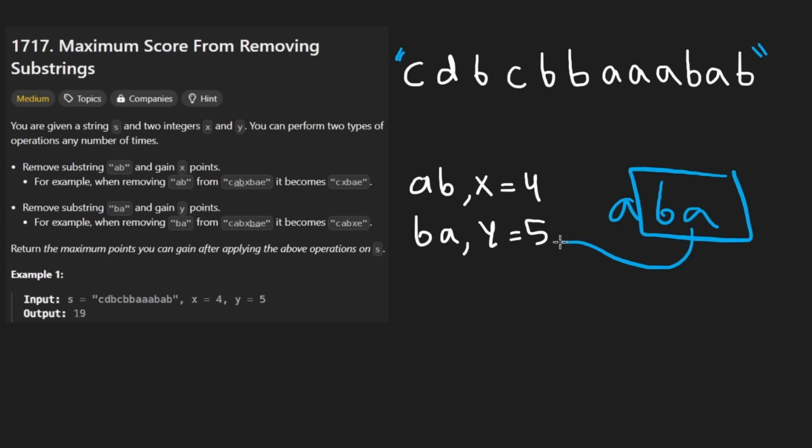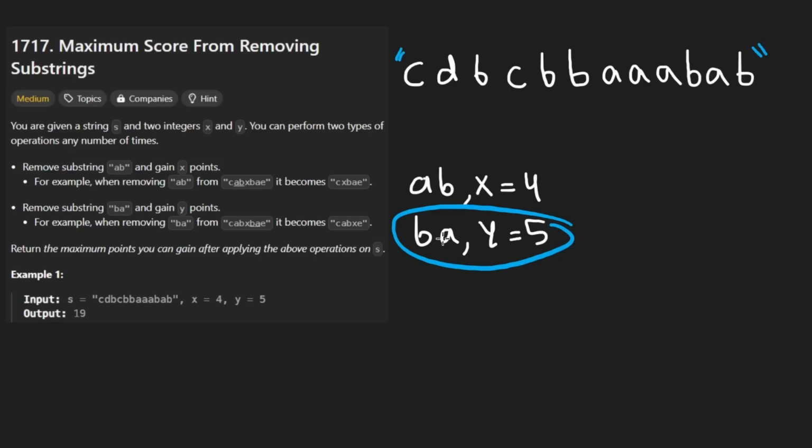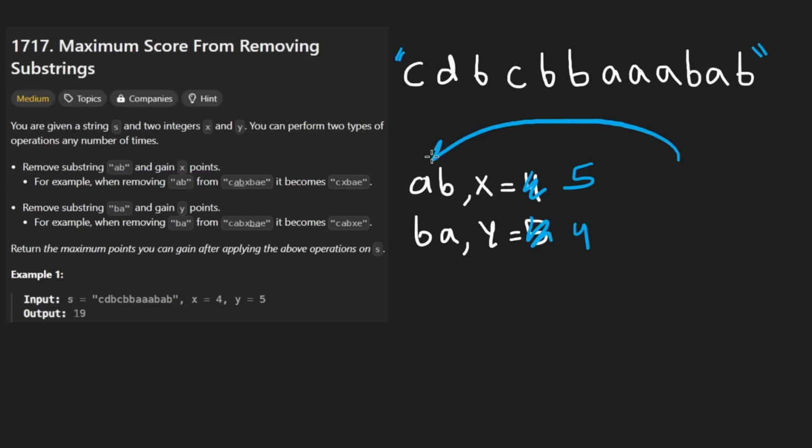Obviously, we want to do the one with the higher score, which we don't necessarily know which one is that. We have to determine that ourselves. It's not always going to be this string. In this example, BA is the string that gives the higher score, but it could be inverted. This could be 4, this could be 5. In that case, we'd favor this guy.